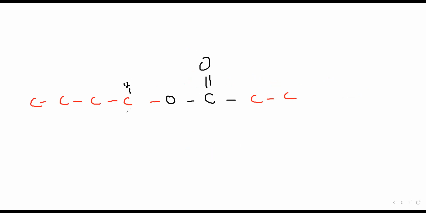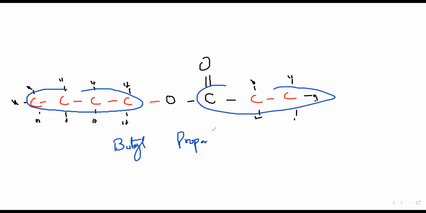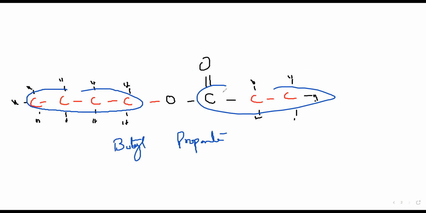So this will have 2 hydrogens. This will have last one 3. This will have 2. This will have 3. So now when we name this part first, it will be 4 carbon butyl and 3 carbon propanoate. So there is no difference between them. Here it was on the right hand side attached with oxygen. Here on the left hand side attached with oxygen. But in all the cases, the first carbon was attached with oxygen.